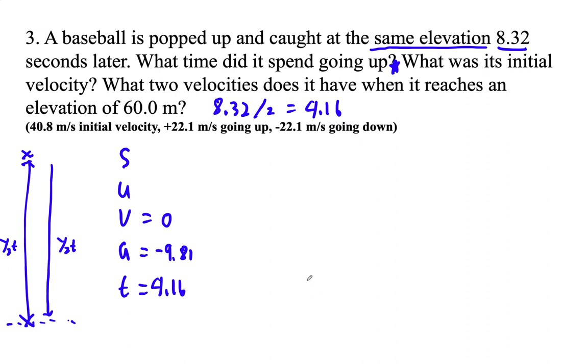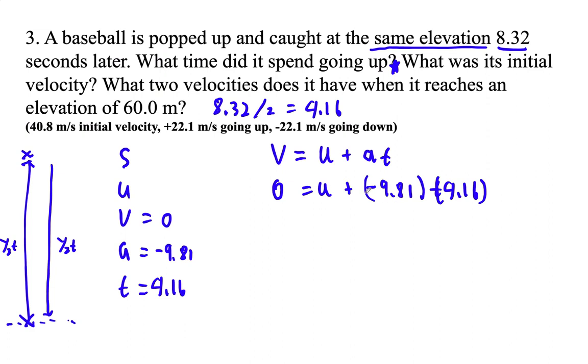And so we can figure out the initial velocity, and I'm just going to use no s. So v is u plus at. So 0 equals u plus negative 9.81 times t. And then if we solve this, the t is 4.16. The u is just going to be the opposite of this term here, so it's going to be 9.81 times 4.16, and that's 40.8096.